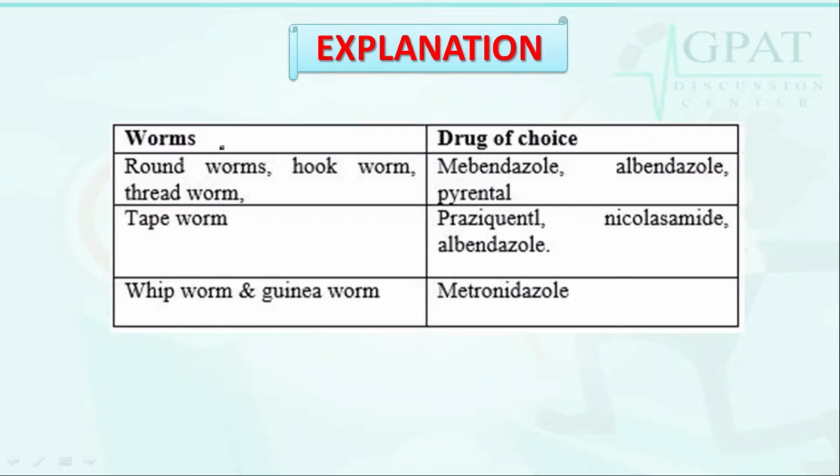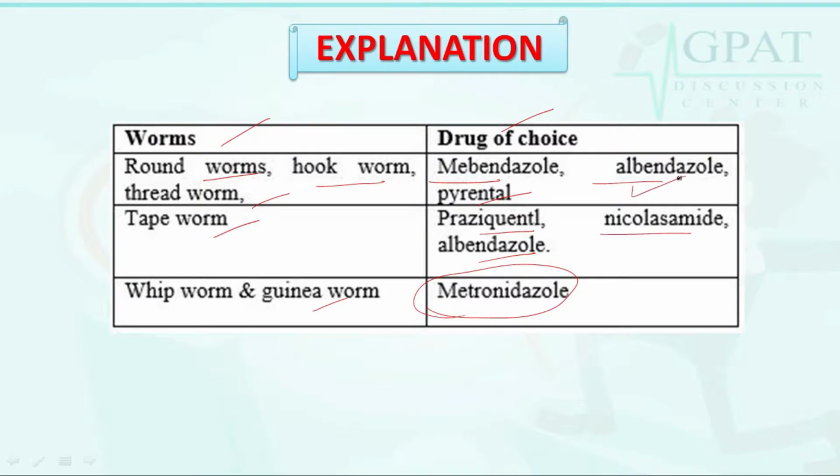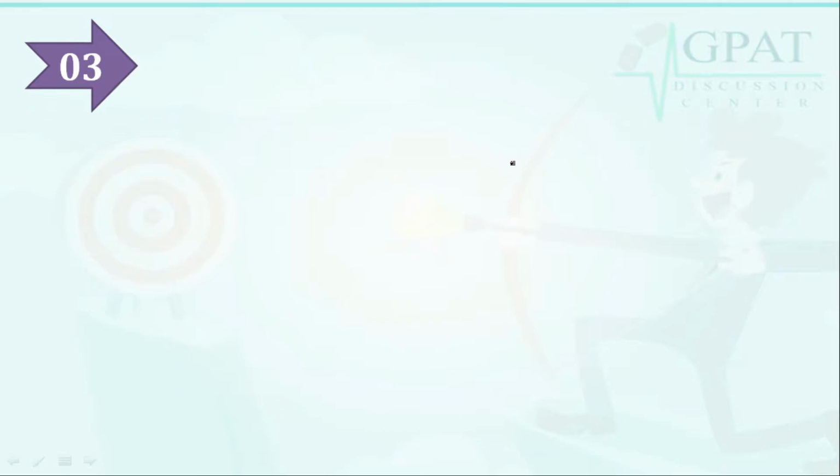Here the worms are given and the drug of choice. For roundworms, hookworms and threadworms, mebendazole, albendazole and pyrantel are the drugs of choice, and for tapeworm the praziquantel, nicotinamide and albendazole, and for whipworm and guinea worm metronidazole is the drug of choice. So albendazole is the correct answer for hookworm infection. So moving on to the next question.